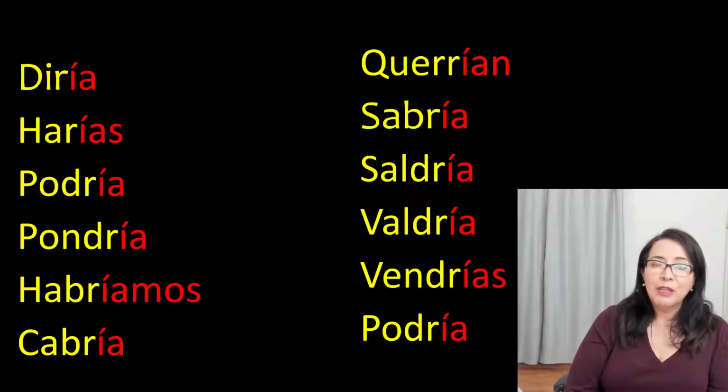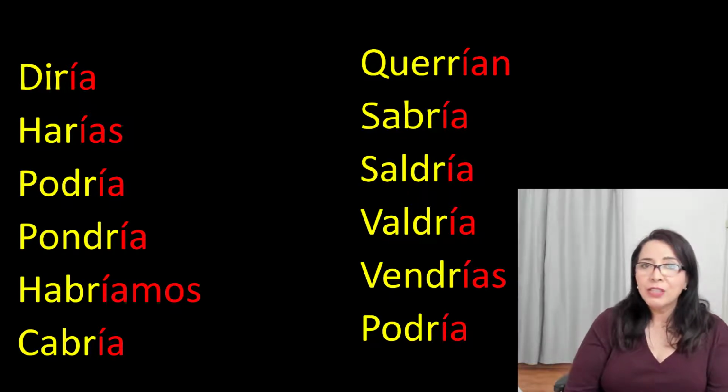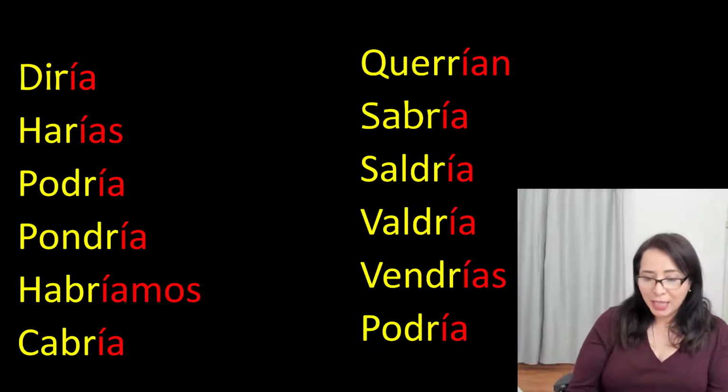So for example, for the verb querer, it should be querrían. And you might hear some native speakers say querería, and that is not correct. It's querrían. So you're going to find some of these that you might wonder about because you might have heard them differently. These are the correct ones. So make sure that you commit them to memory, and that's going to make your writing a lot easier.